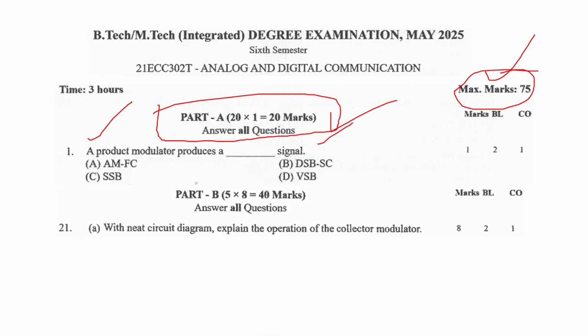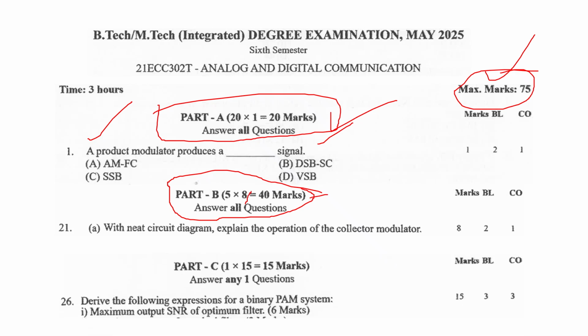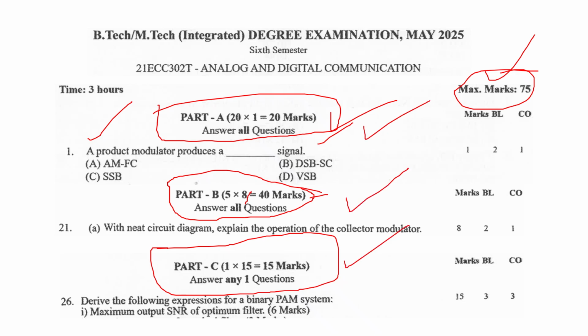And Part B will contain 5 questions, and each question will carry 8 marks, so the total will be 40 marks, right? And Part C will contain only one question, of 15 marks. So total 20 plus 40 plus 15, that is 75, and that 75 will be converted into 40, right? Already 60 marks have been completed for the internal, right? Okay, so let's take the questions.